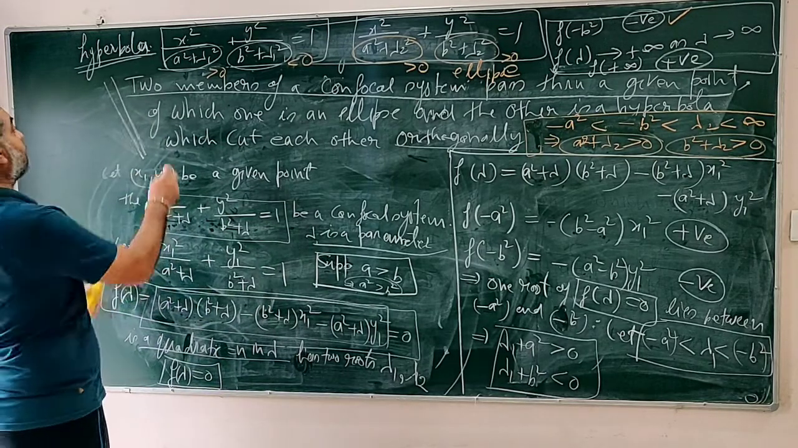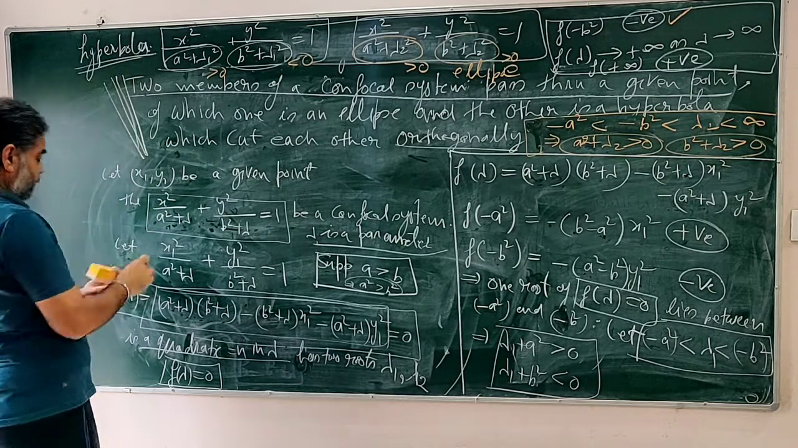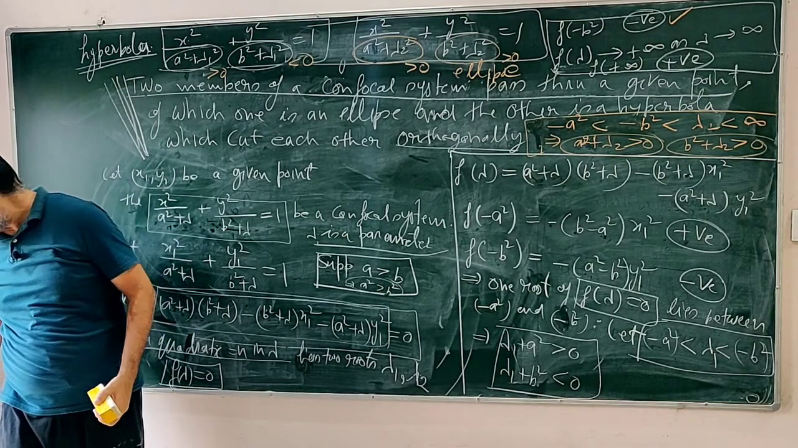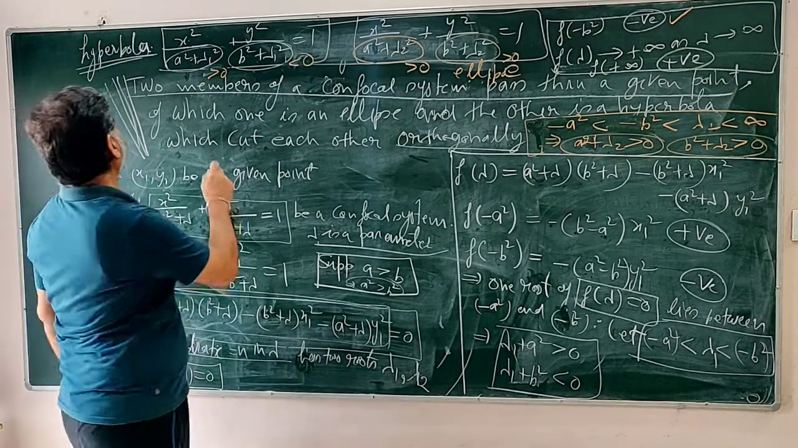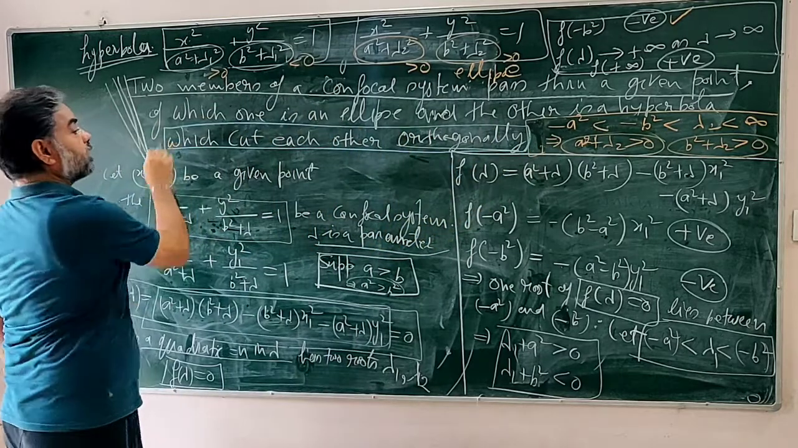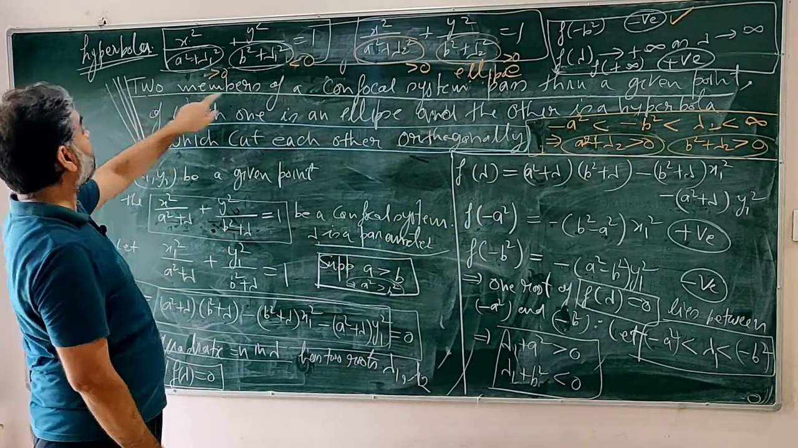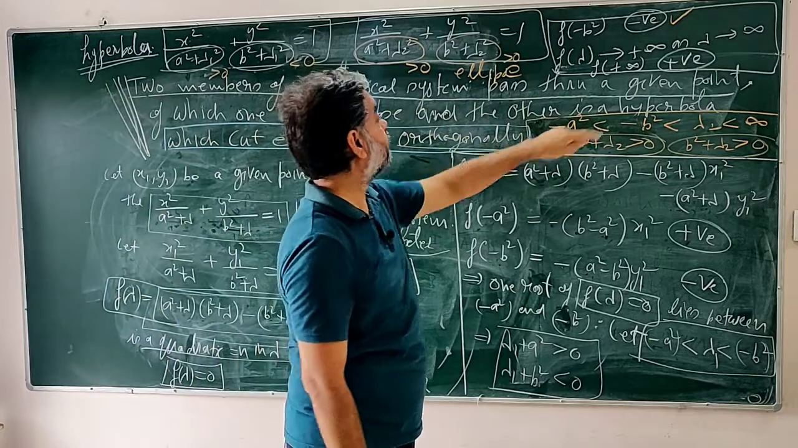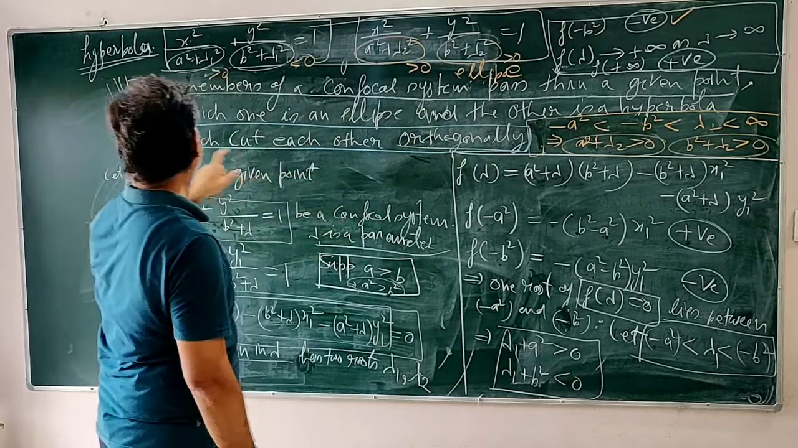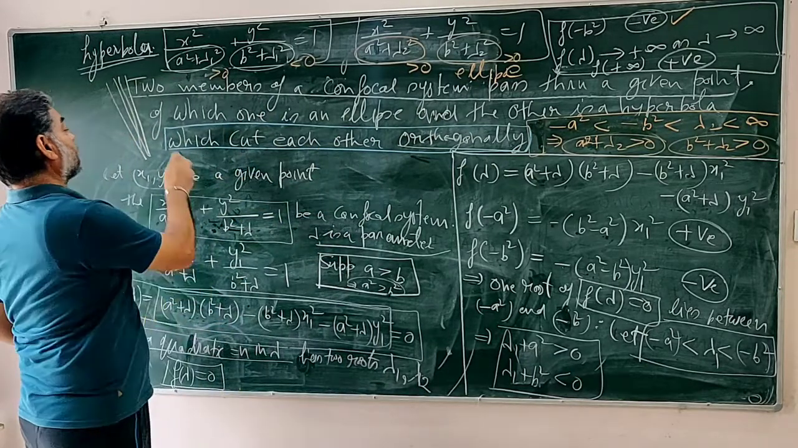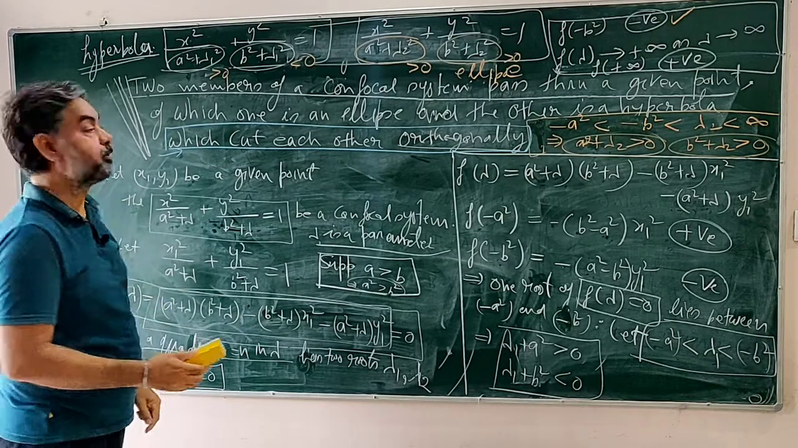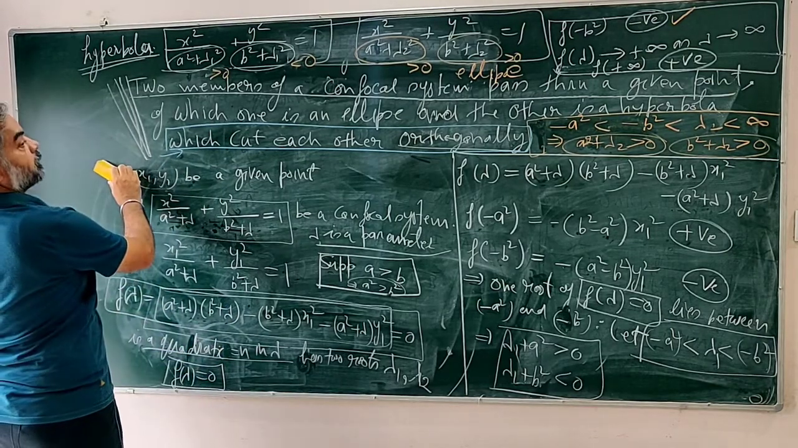So we have to show that this is what we were trying to do. Which cut each other orthogonally. This is the other part that we have to show. The two members of a confocal system pass through a given point, of which one is an ellipse and the other is a hyperbola, which cut each other orthogonally. Now we will show this part, that the two members cut each other orthogonally. So let's show that.